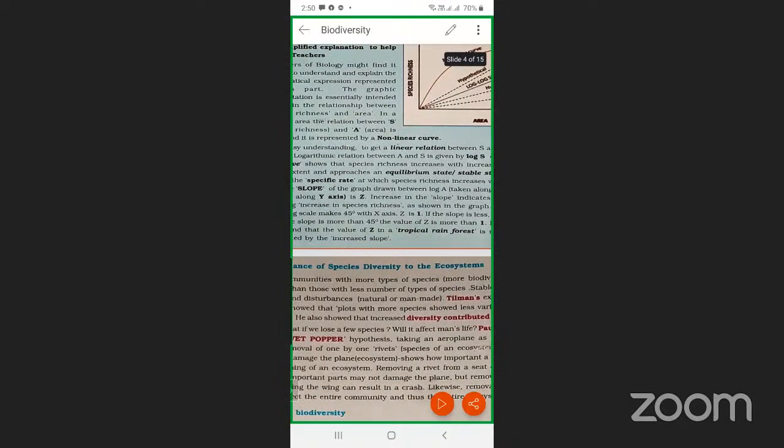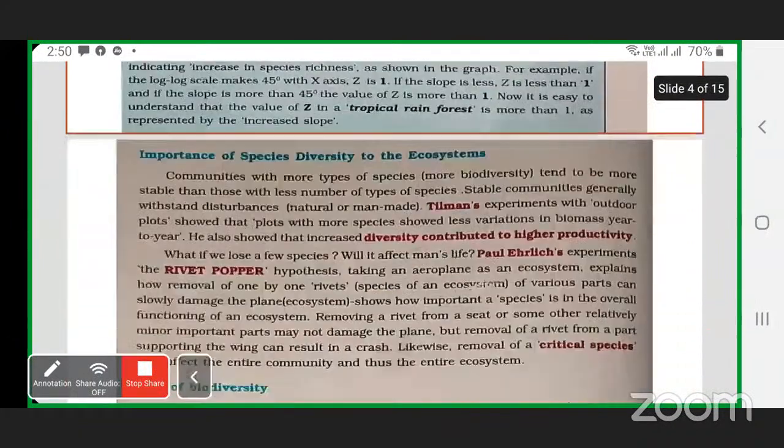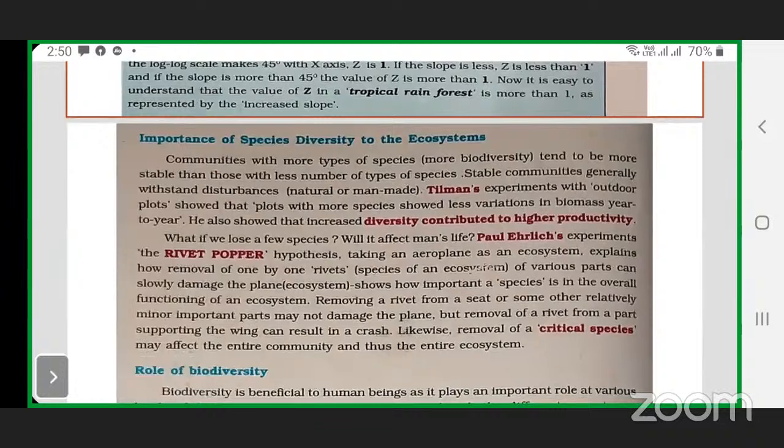Okay, then the importance of species diversity in an ecosystem. What is the importance? Take for example Tilman's experiment. What he said is, when we observe the species richness in the outdoor plots, the outdoor plots showed very little variation with high richness, indicating that the biomass cannot be disturbed. According to Tilman's experiment, plots can have more species with less variation. It leads to no variation in the biomass from year to year.